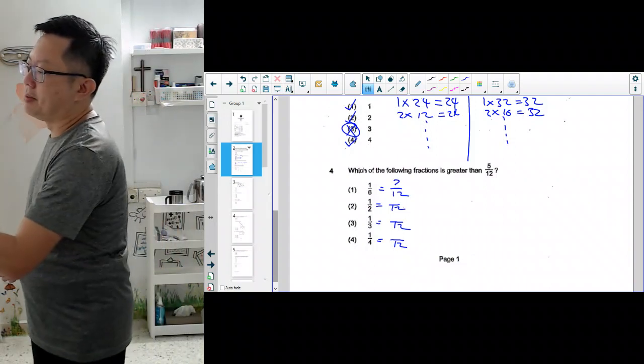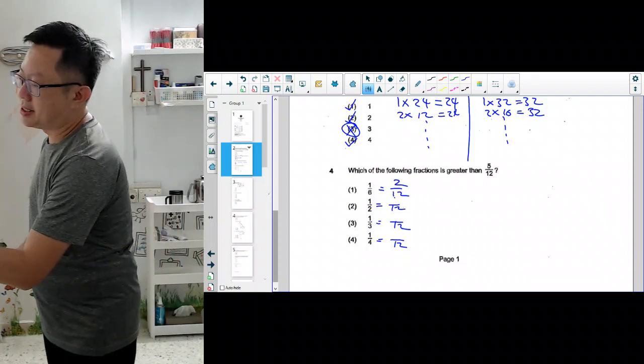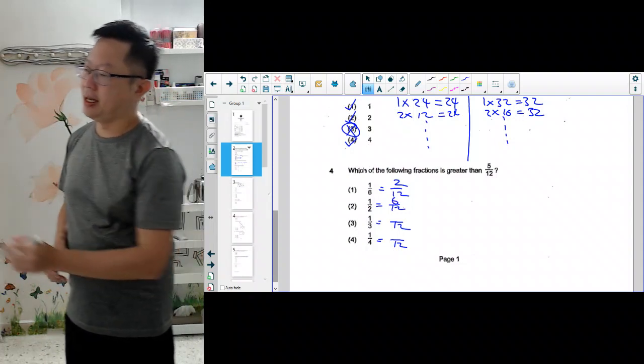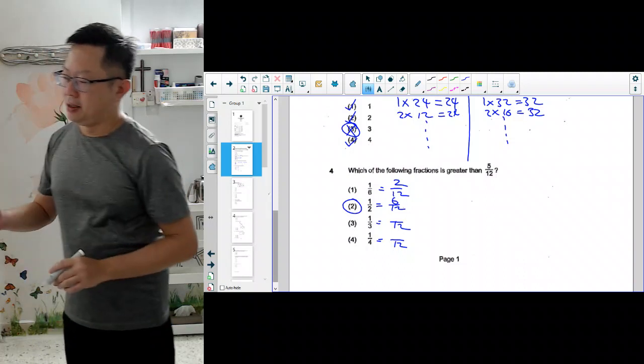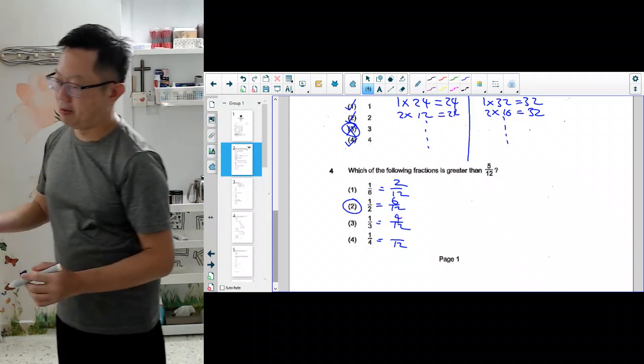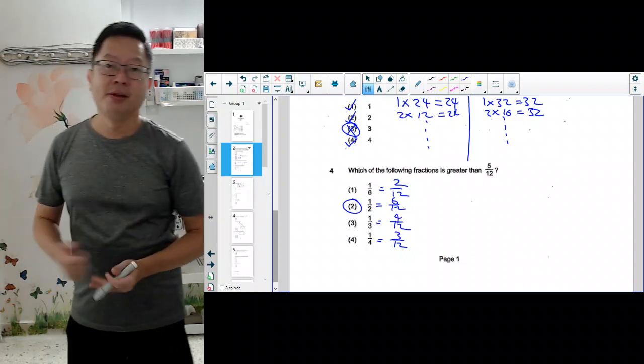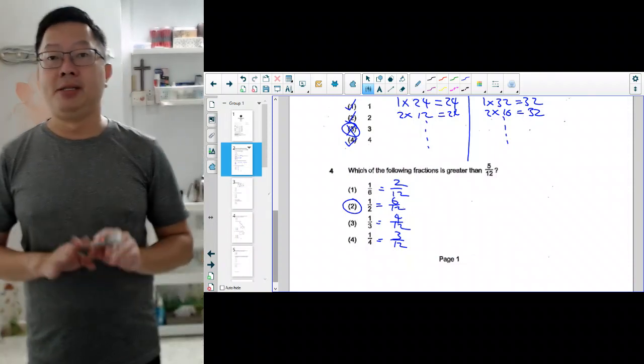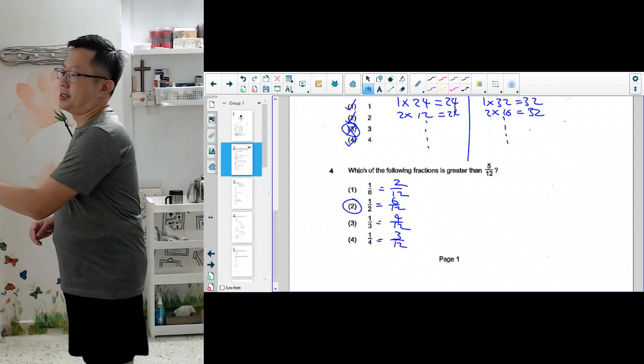So you have 6 times 2, 1 times 2. 2 times 6, 1 times 6. And you can stop there already because your half is greater than 5 over 12. And you don't have to look at the rest, alright, because the rest are not correct. Okay, so that's how you compare fractions. You always make the denominator the same. Okay, let's go to the next one.